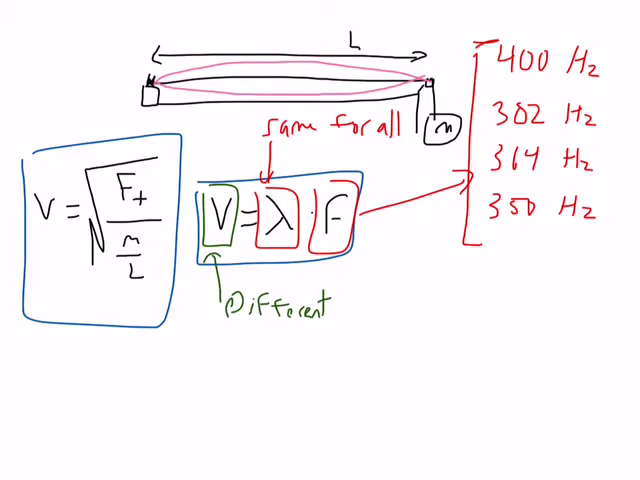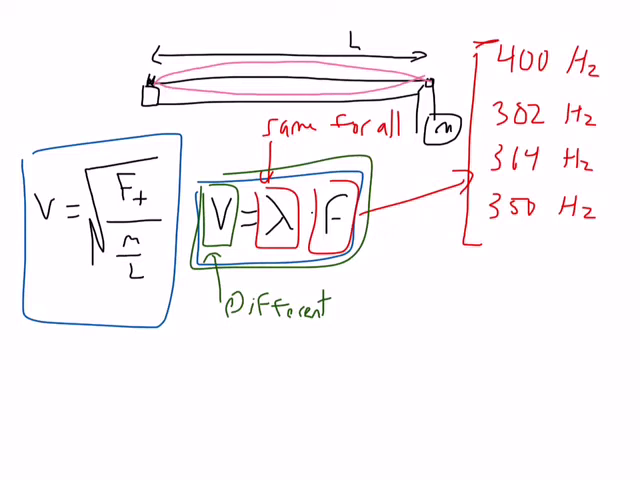The string with the highest fundamental frequency has the highest speed. So if I was going to write this, I would write something like: the fact that the fundamental frequency has nodes at both ends and only one antinode total tells us that we have exactly half a wavelength on each of those strings. That's the same for all of them. Since they all have different frequencies and the same wavelengths, this equation means that all the wave velocities must be different.